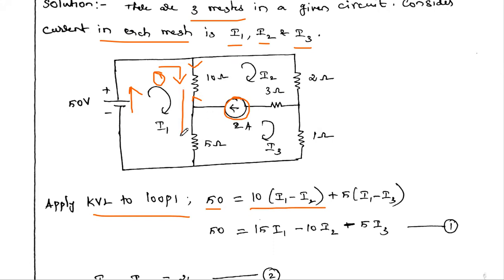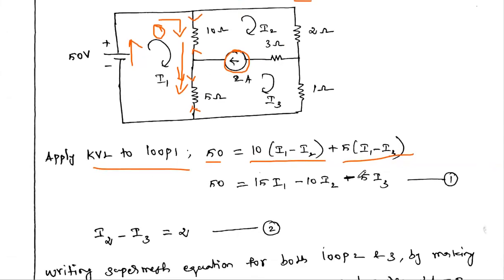Then, when we come here, the 5 ohm resistor. This 5 ohm is common to loop 1 and loop 3. The current flowing in the 5 ohm because of loop 1 is I1, and I3 is flowing from bottom to top. Both currents are in opposite directions, so the voltage drop across the 5 ohm is 5 times (I1 minus I3). That's all. Then you collect the I1 term, I2 term and I3 term separately. So 10 I1 plus 5 I1 gives 15 I1.